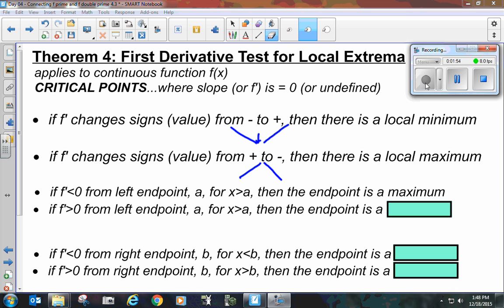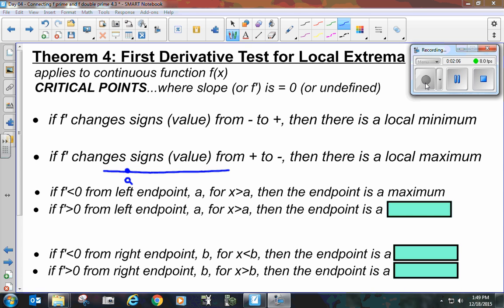Well, here's my endpoint. I'll try and do a little sketch for you right here. Here's my endpoint of the graph. Right there. Now, let's call that endpoint A. Here's my x-axis. For all x values bigger than A, aren't they on this side? Okay? This would be a maximum if your derivative is negative, less than 0, for all these points after A. You see what I'm saying?